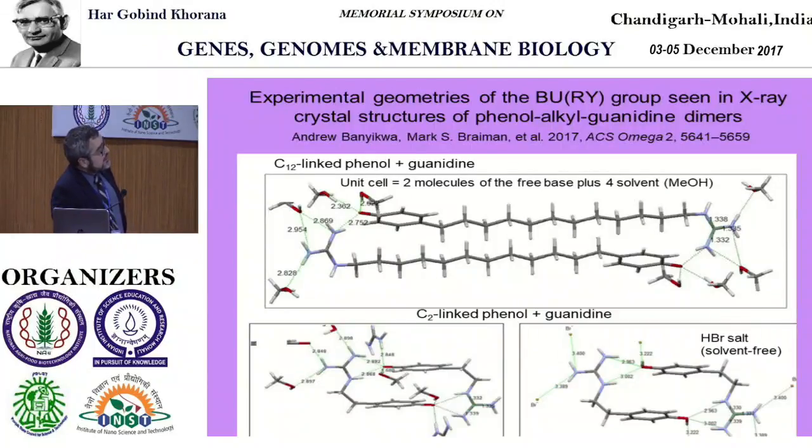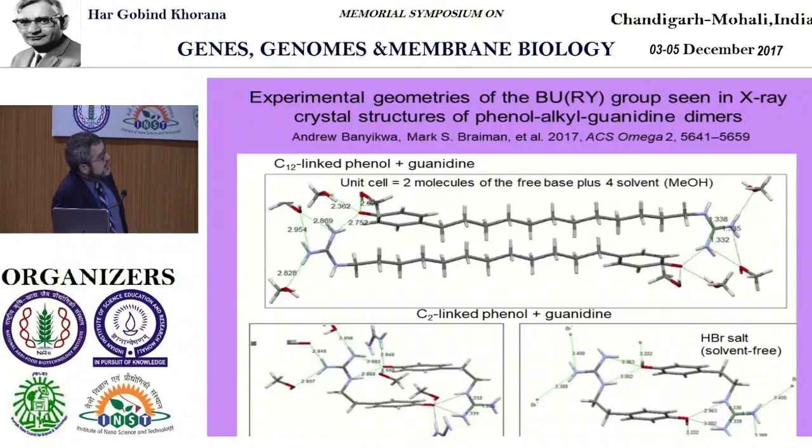And the shortest H-bond distance here is between the nitrogen of one guanidine to the oxygen on the neighboring molecule, and this distance is 2.7, 2.75 angstroms. This is pretty close to what was seen in the metarhodopsin 2 structure on the last slide.